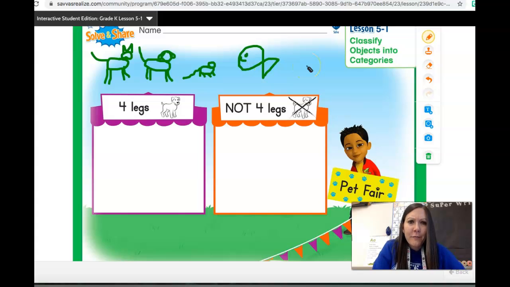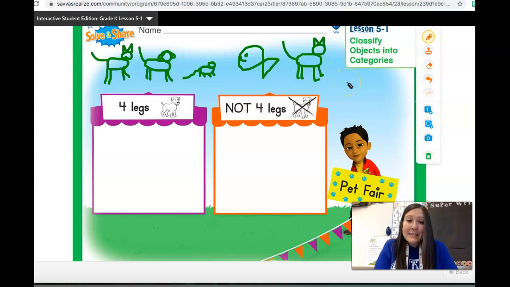Let's see, what other kind of pet could I draw? I think I'm going to draw another cat. Cats are fun pets. Do you have a cat at home? What's your cat's name? My cat is Trudy. She's a funny orange cat. All right, there we go. 1, 2, 3, 4, 5. I have 5 pets up there.